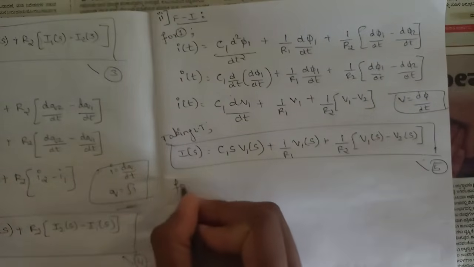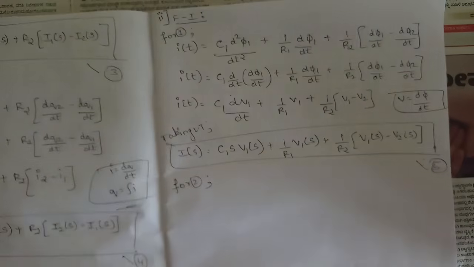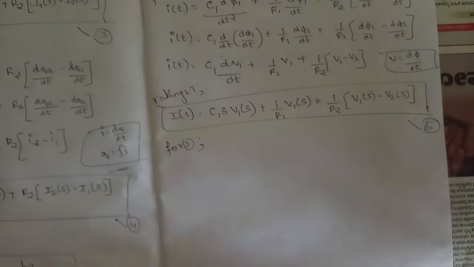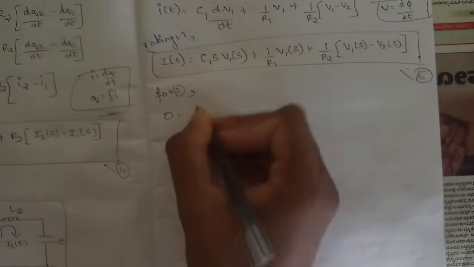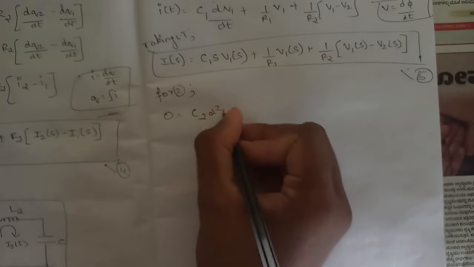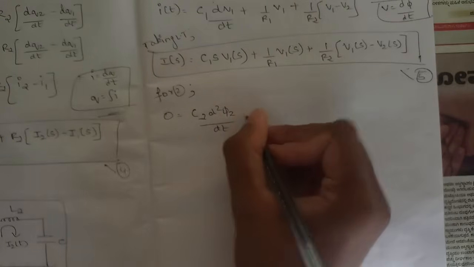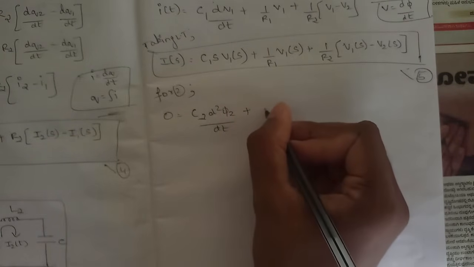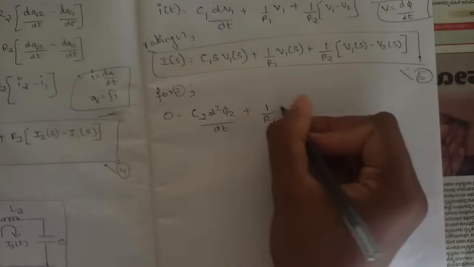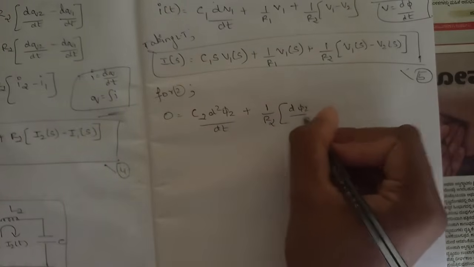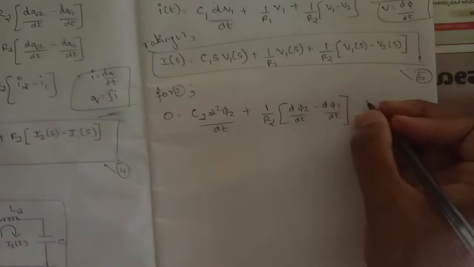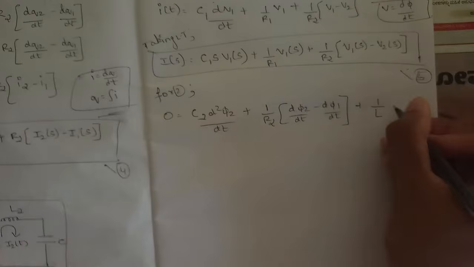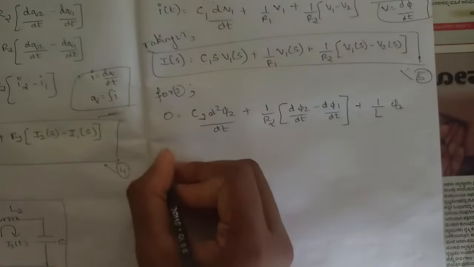So now let's consider equation 2 again. Since we have no force here, automatically the force is equal to 0. So again m2 is replaced by C2 d square phi 2 by dt square, plus b2 is replaced by 1 by R2, again d phi 2 by dt minus d phi 1 by dt, plus k is replaced by 1 by L phi 2. Okay, so now let's solve.